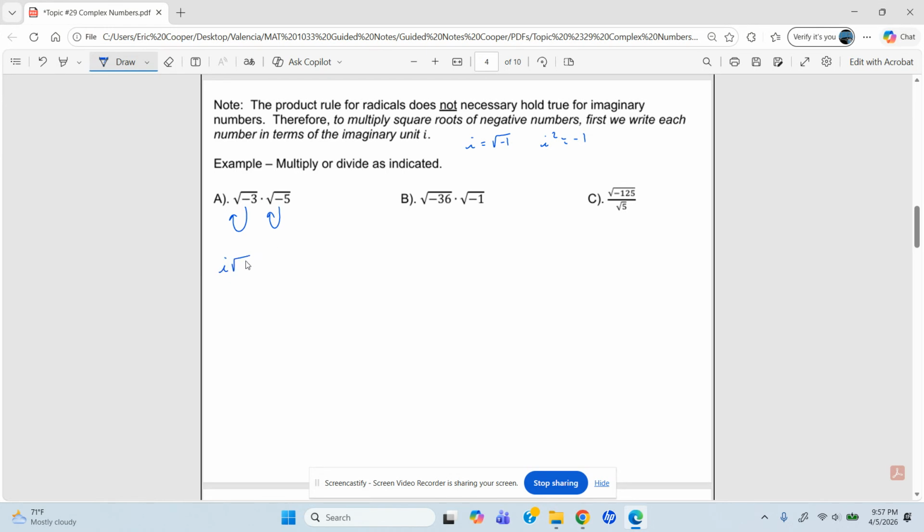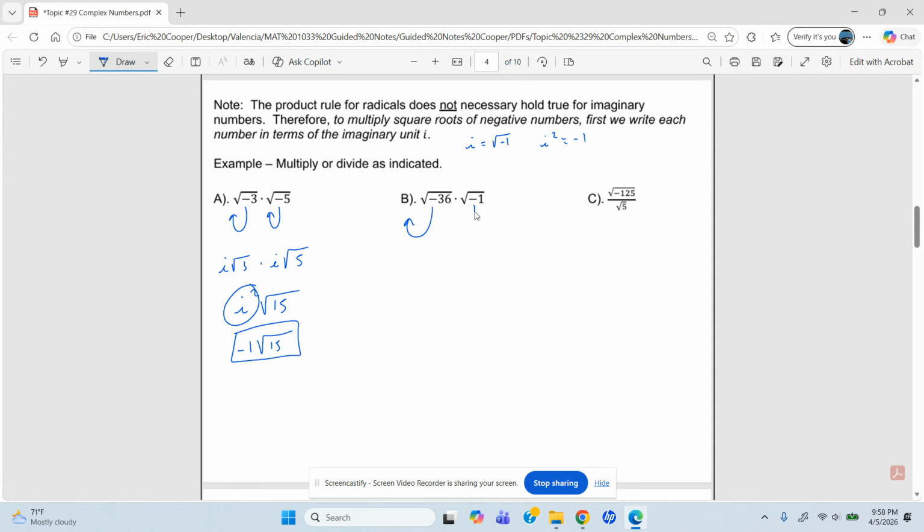So i square root of 3 times i square root of 5. And then I can multiply these. i times i would give me i squared. Square root of 3 times square root of 5 would give me square root of 15. But now we know i squared would become negative 1. Negative 1 times square root of 15 would just be negative square root of 15.